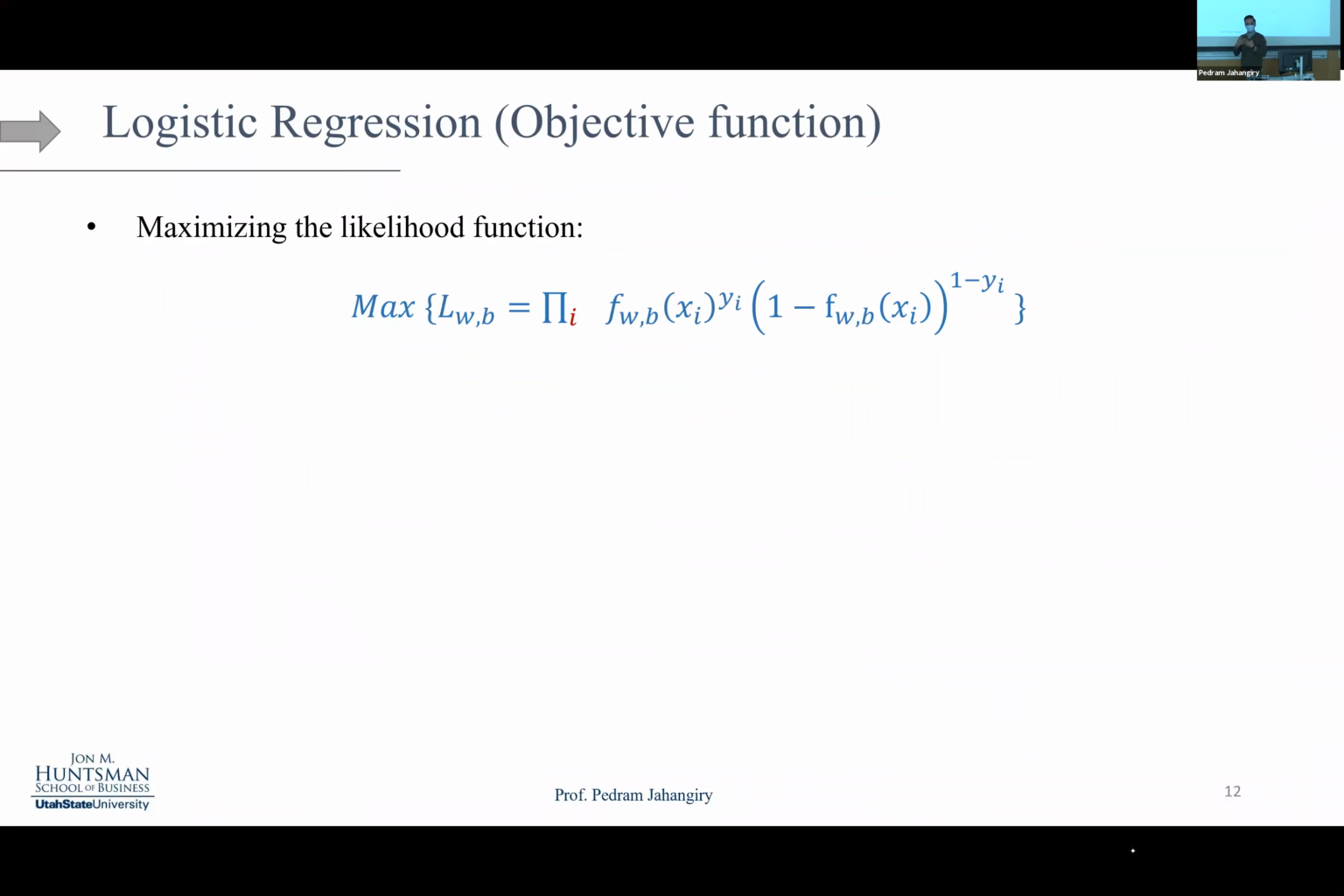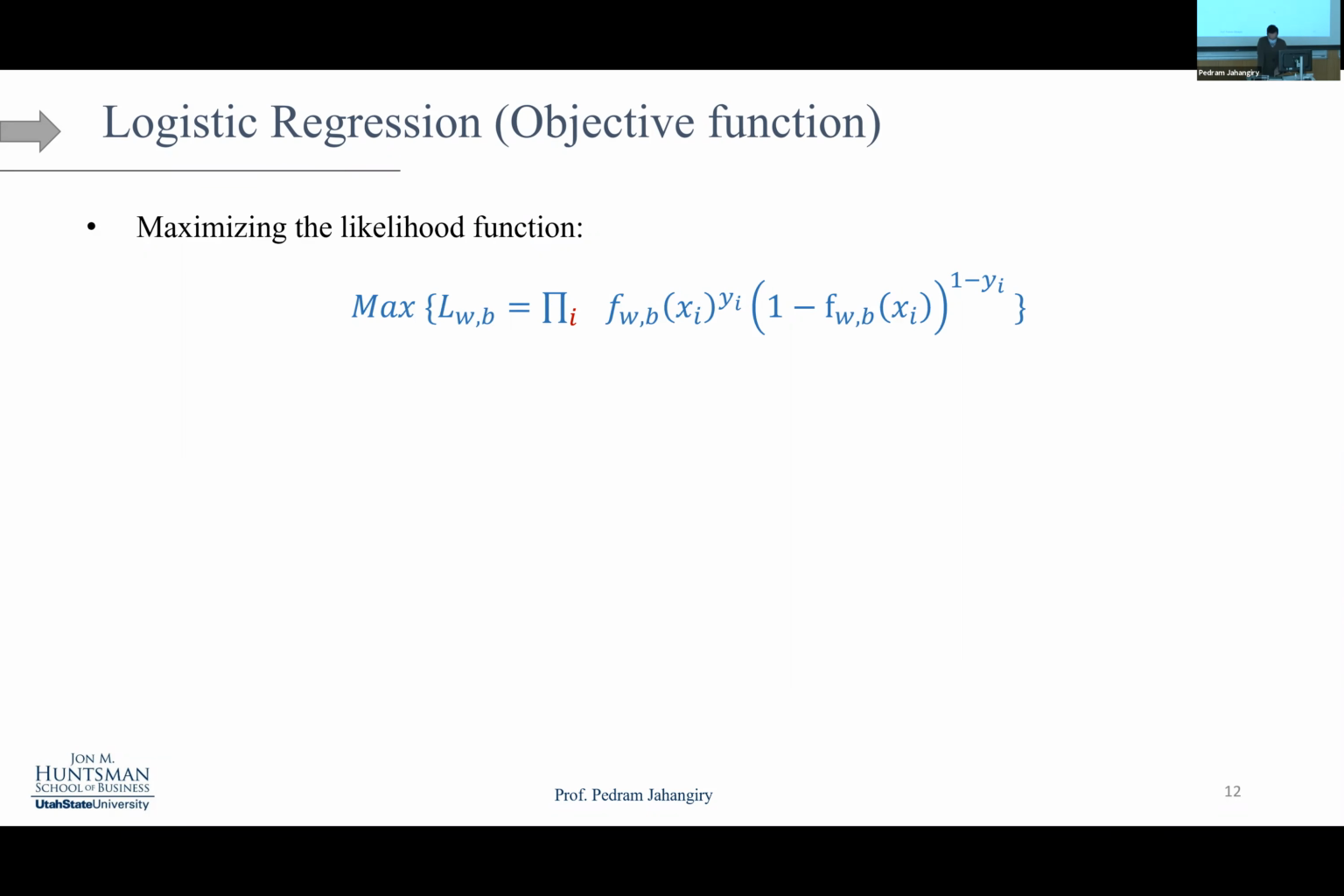The objective is going to be to maximize this likelihood function. So instead of minimizing the loss function, in logistic regression we are maximizing the likelihood function, right? In practice, we can maximize the log likelihood, because if I take log of both sides, it doesn't change the maximization. But on the right-hand side, I'm not dealing with multiplication, I'm just dealing with summation, because log of multiplication turns out to be summation.